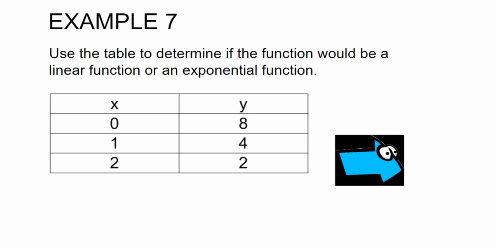So in this example, the directions say use the table to determine if the function would be a linear function or an exponential function. So there's two options. It's either linear or it's an exponential function. So you need to know what those are. A linear function is like a line if you were to graph it. So that's when you have repeated addition.